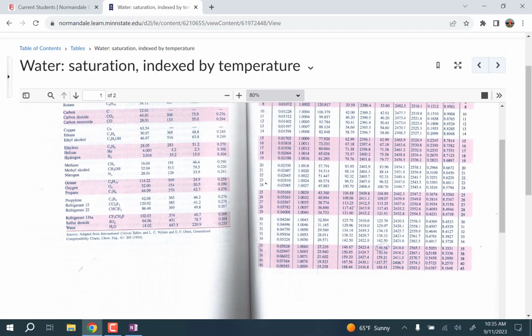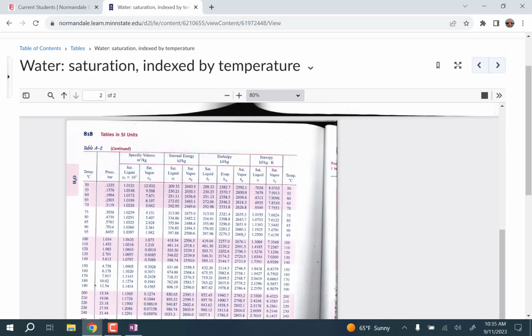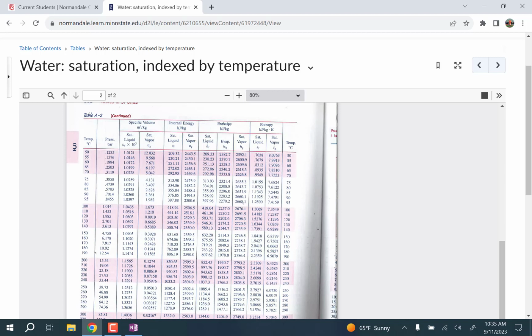Okay, so I have to go to the second page, but here's a temperature of 60 Celsius and here's 65 Celsius. So those are the ones we want. We want pressure and we want specific internal energy. Pressure is the second column here, so that's easy to find.